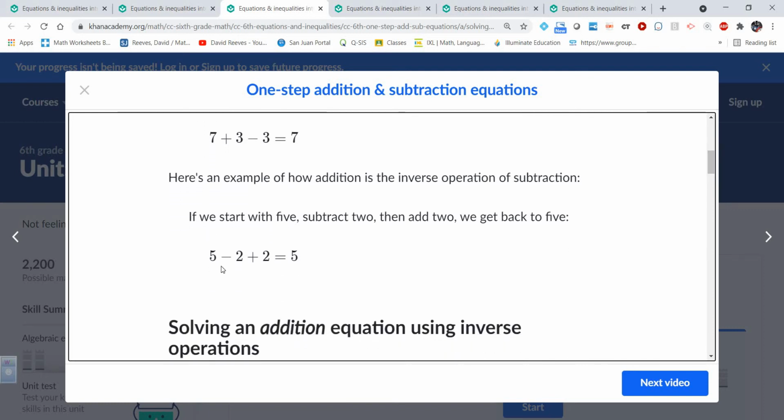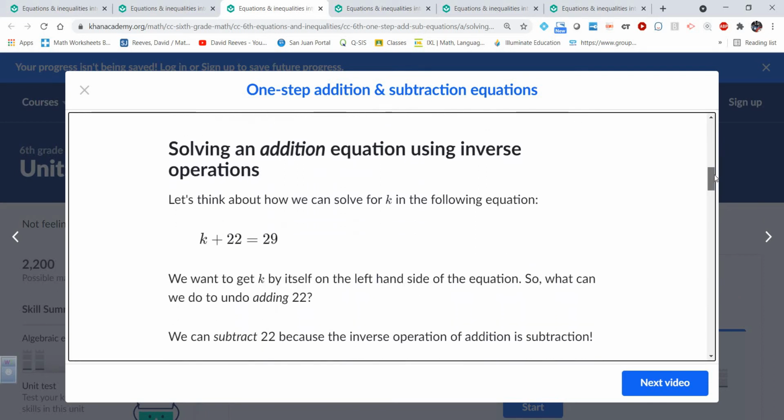If we started with 5 and then we subtracted 2, that would give us 3, and then if we added 2, we'd get right back to 5. So subtracting 2 and adding 2 are inverse operations. All right, so inverse operations get you back to where you started.